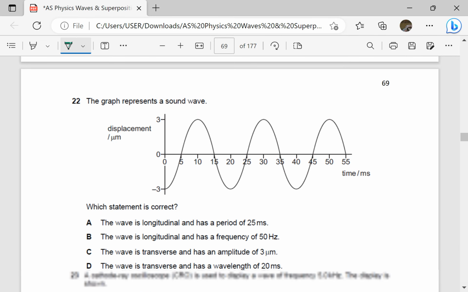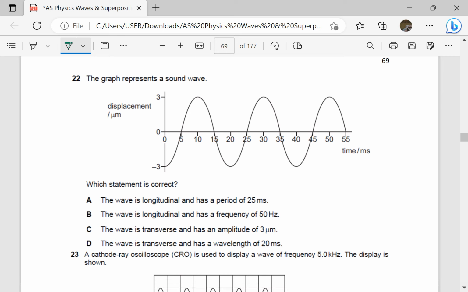The graph represents a sound wave. Which statement is correct? The wave is longitudinal and has a period of 25 milliseconds. Let's first check the period. The period is not 25, it is actually 20. The wave is longitudinal and has a frequency of 50 Hertz.